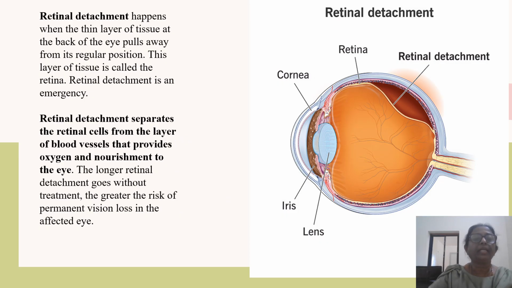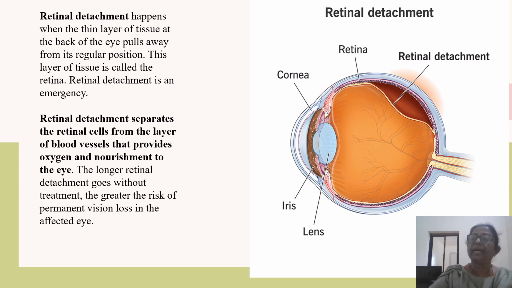Retinal detachment happens when the thin layer of tissue at the back of the eye pulls away from its regular position. This layer of tissue is called the retina. Retinal detachment is an emergency condition. It separates the retinal cells from the layer of blood vessels that provides oxygen and nourishment to the eye. The longer it goes without treatment, the greater the risk of permanent vision loss in the affected eye.